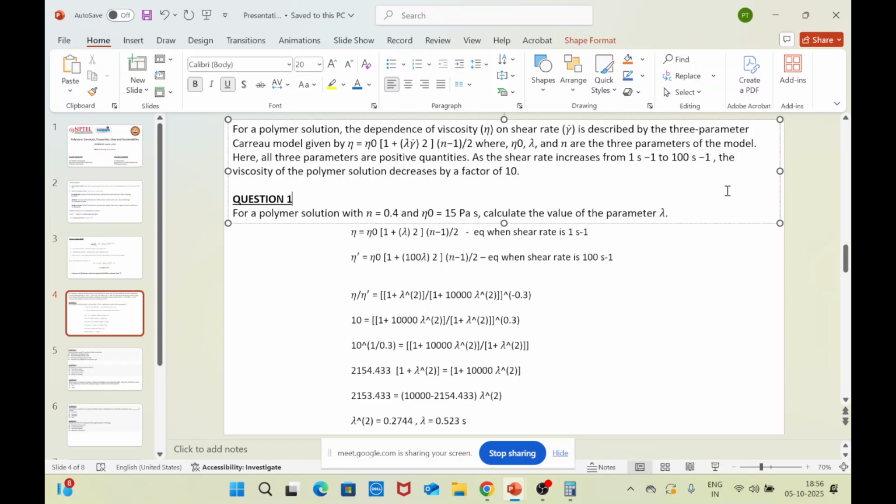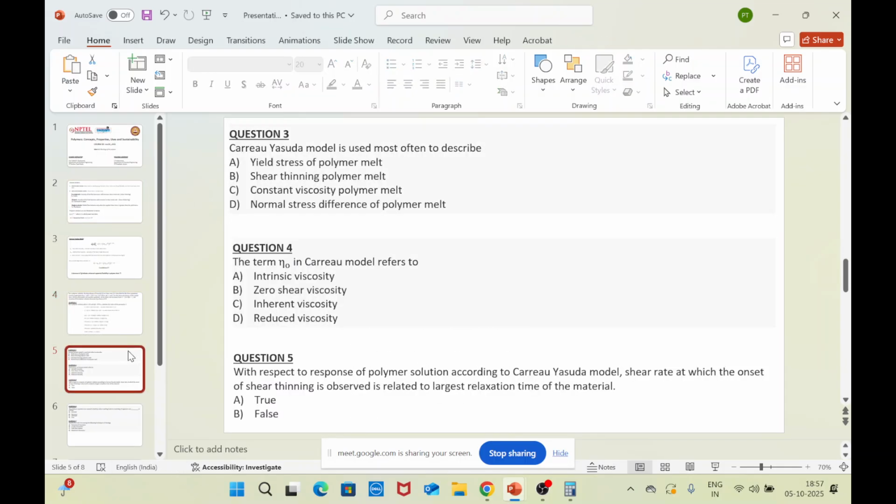Any doubts, or any different answers with respect to what I have calculated here? If not, I think we can move towards the next few questions. If you have any doubts, please let me know, or else we can move forward. These are a few of the MCQs, multiple-choice questions, theoretical ones, and I hope this should not be difficult.